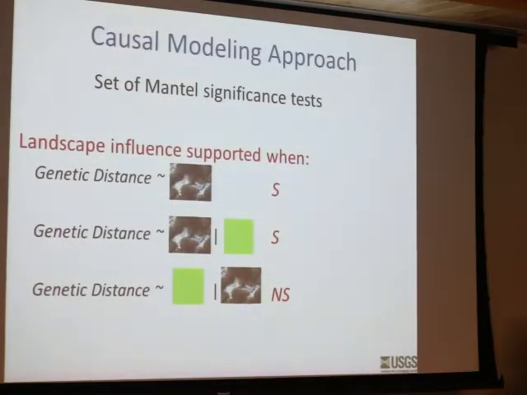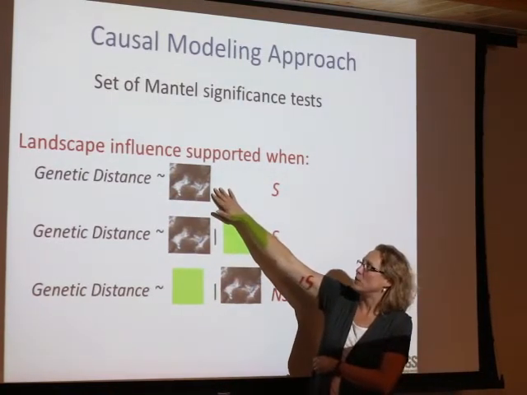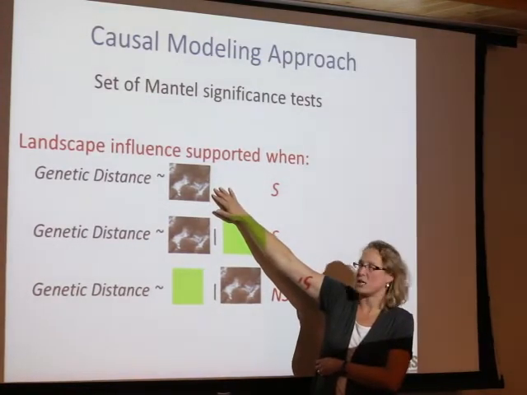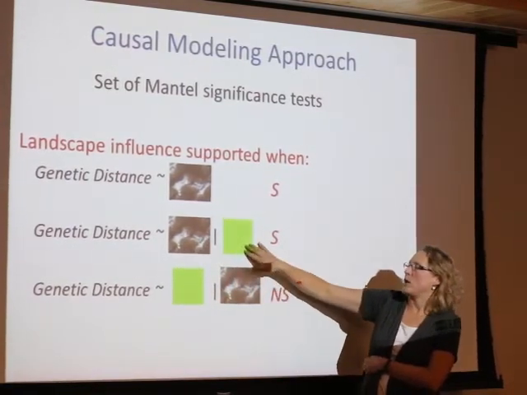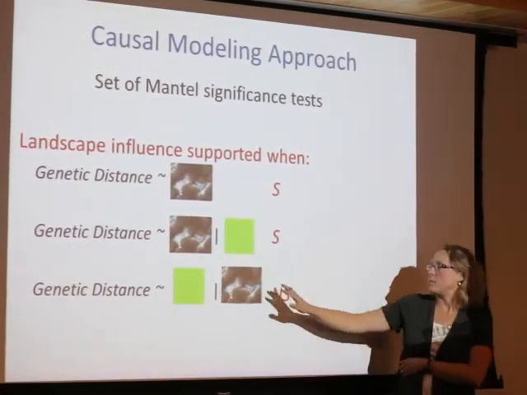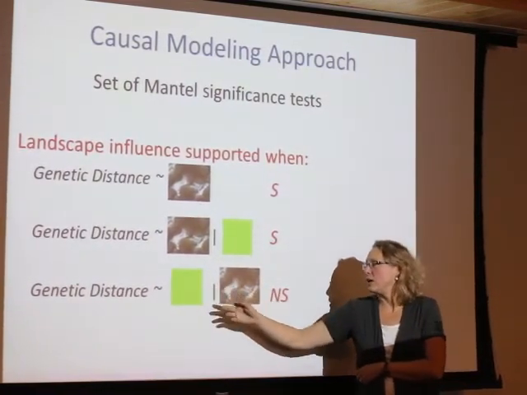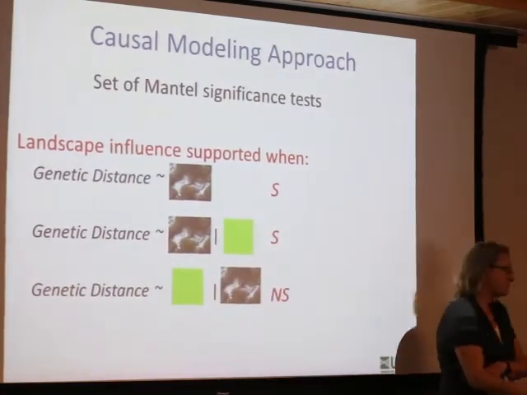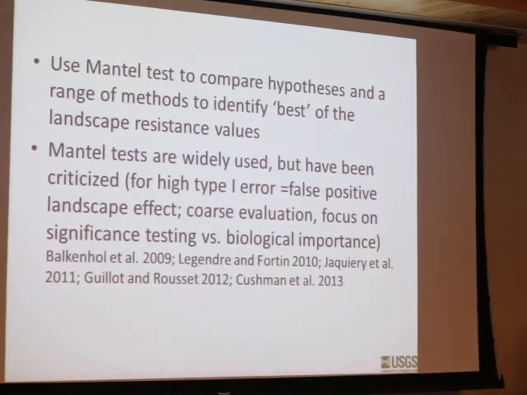This is what the set of significance tests looks like when it's supported that there is a landscape influence. So the genetic distance, as it relates to the resistance surface you're testing, is significant. It's still significant when you've already partialed out the effect of just isolation by distance. And then it's not significant when you remove the isolation by distance effect first. So then people use the Mantel test to compare hypotheses.